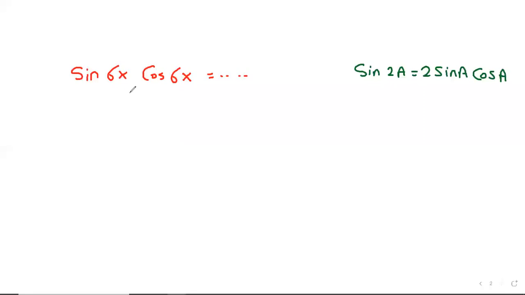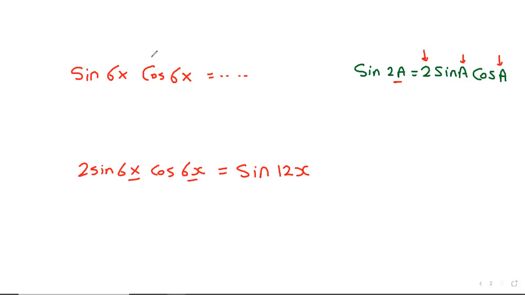In this example, we have sine 6x, cosine 6x. And if we check the rule of sine, it's sine 2a equals, this 2 is constant always, and here sine a, cosine a. So here we have to, missing here to apply the rule. So if it was 2 sine 6x cosine 6x, we will write it as sine and double the angle here, sine 12x, because sine 2a is 2 sine a cosine a.